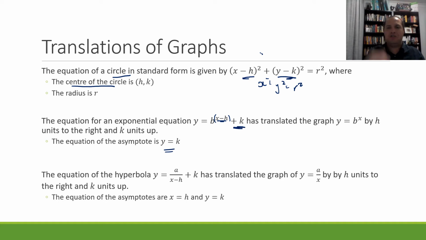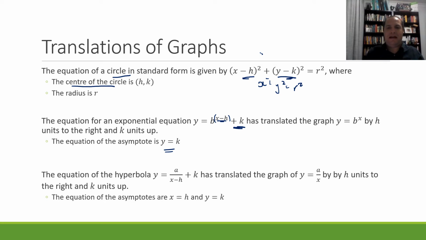So this k value shifts our graph upwards and it moves our asymptote from y equals 0 for our normal exponential, it shifts it up to y equals k. Now the equation of our hyperbola does a similar sort of thing.